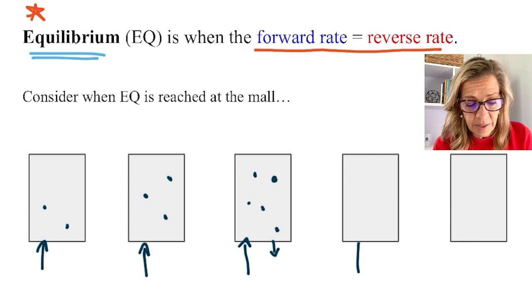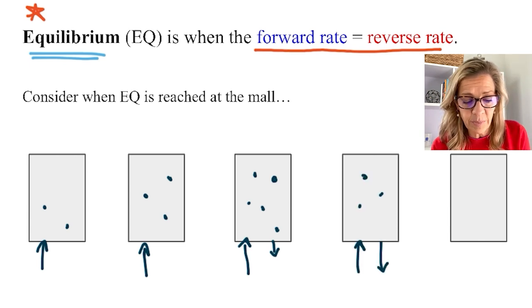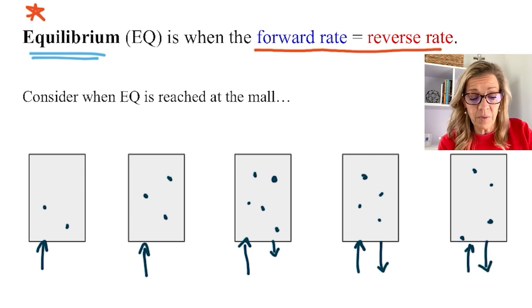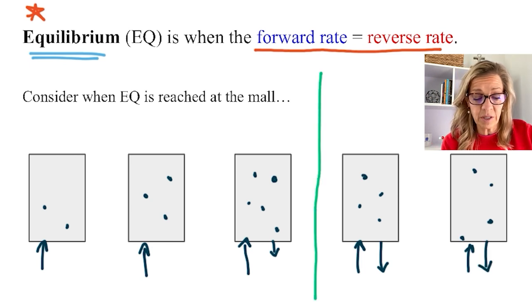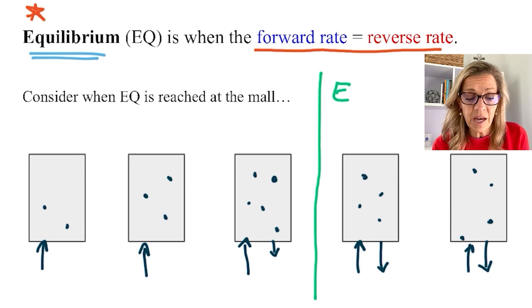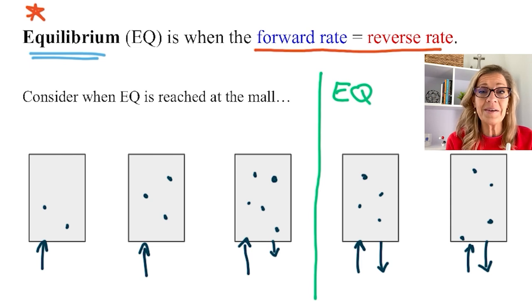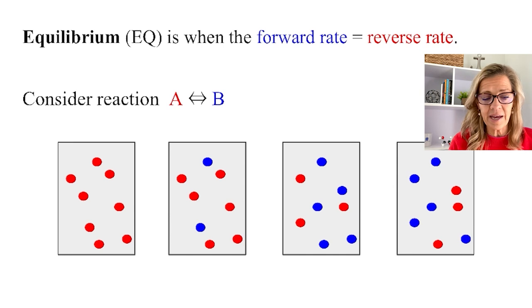And then at some point, the rate at which people go in is equal to the rate at which people come out. And so people are continuously going in and they're going out. And we know that when that rate is equal, we have equilibrium. And so at this point in this model, I would say we've reached equilibrium. Now, individuals are still going in and out, but the rate at which people are going in is equal to the rate at which people are coming out. So let's carry that over into a chemical reaction.